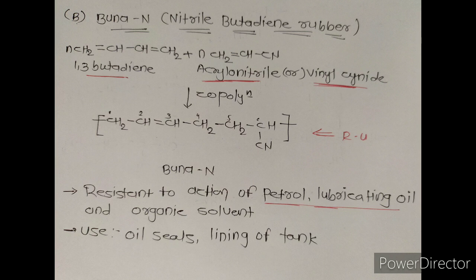First MCQ, state the monomers that are used in the preparation of Buna-N. Then the answer is 1,3-butadiene and acrylonitrile. Second question, acrylonitrile is also known as what? Then the answer is vinyl cyanide. Third question, which polymer has superior resistance towards lubricating oil or action of petrol? Then the answer is nitrile butadiene rubber.